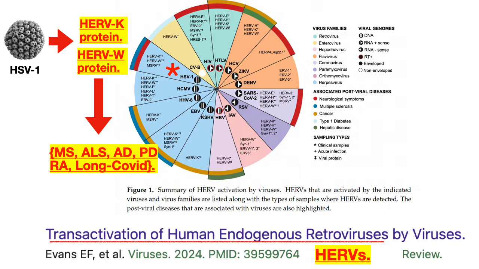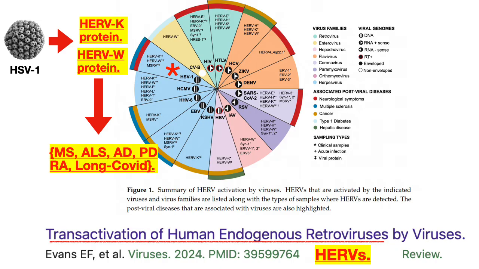Let us return to the review published in 2024, Transactivation of Human Endogenous Retroviruses by Viruses. Now in this wheel diagram, in the center of it, you can see certain herpes viruses such as HSV1 and Epstein-Barr virus. On the right, you see SARS-CoV-2. Reading the figure caption: Summary of HERV activation by viruses. Human endogenous retroviruses that are activated by the indicated viruses and virus families are listed along with the types of samples where HERVs are detected. The post-viral diseases that are associated with the viruses are also highlighted.